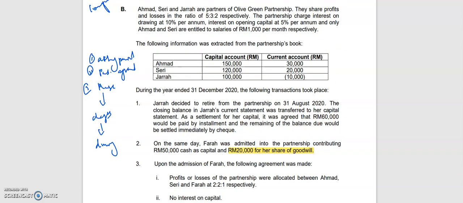So as ratio method, recall what you have learned. You will calculate based on the profit sharing ratio. So who are the partner? Ahmad, Seri, Jarrah. But during the year ended, okay, this transaction took place. So one of the transaction is that Jarrah decided to retire from the partnership on 31st August. On the same day, Farah was admitted.